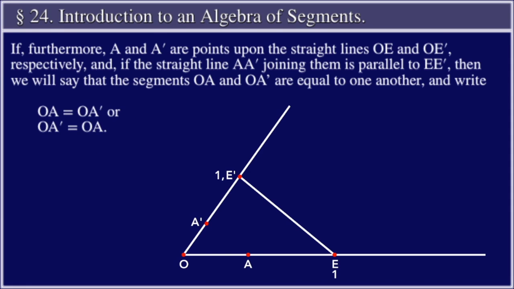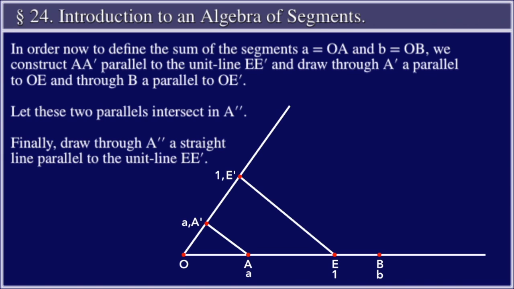If, furthermore, A and A′ are points upon the straight lines OE and OE′, respectively, and if the straight line AA′ joining them is parallel to EE′, then we will say that the segments OA and OA′ are equal to one another and write OA = OA′, or OA′ = OA.